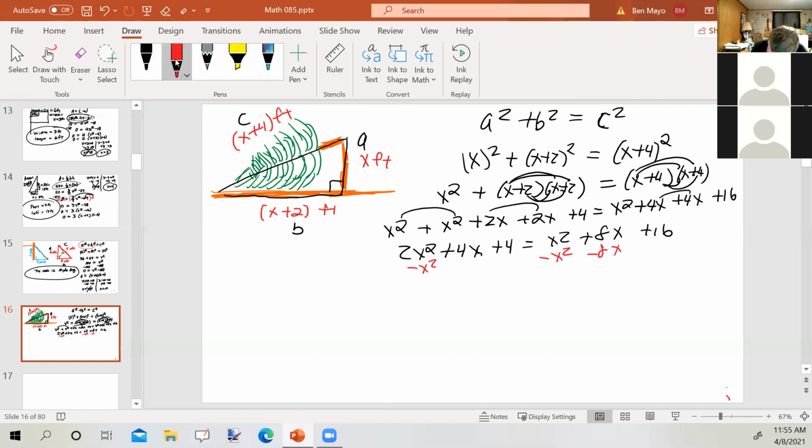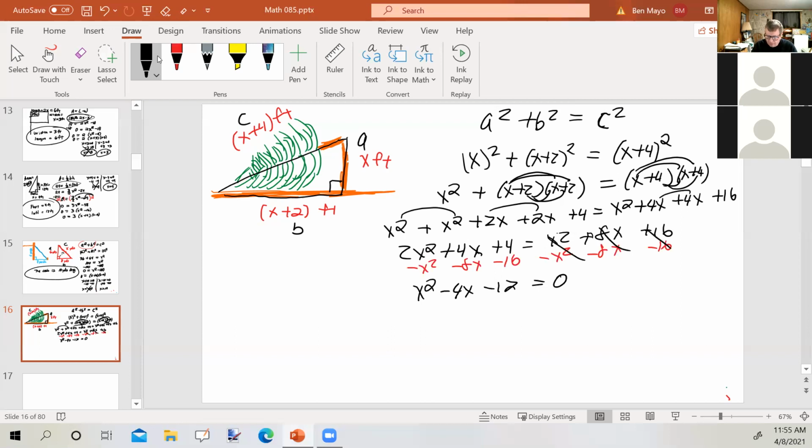I'm going to subtract 8x from both sides, and I'm going to subtract 16 from both sides. What that gives me is x squared minus 4x minus 12 equals 0. 2x squared minus x squared is 1x squared, 4x minus 8x is minus 4x, and 4 minus 16 is minus 12. And on the right side, everything cancels out. So now I've got a second-degree equation in standard form.